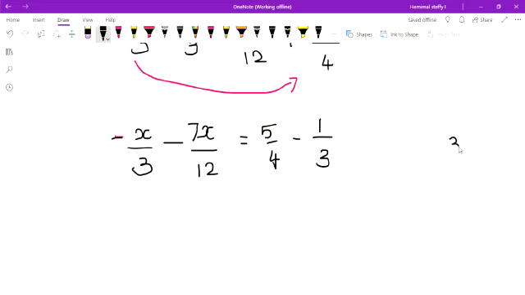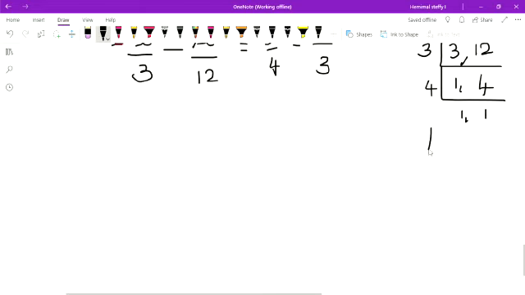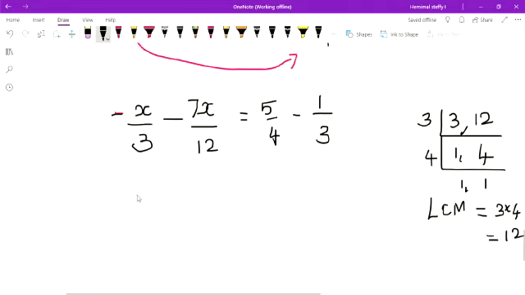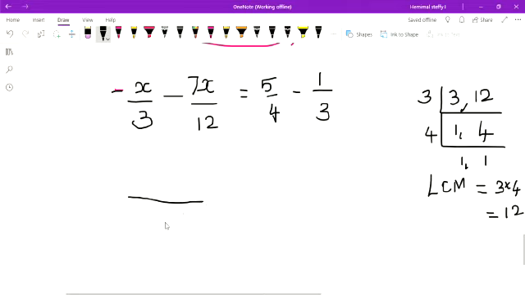So what is the LCM of 3 and 12? Let us see which table 12 comes in. Take the 3 table: 3 times 4 is 12. So the LCM of this sum is 3 fours are 12. So taking the LCM, the common denominator is 12.